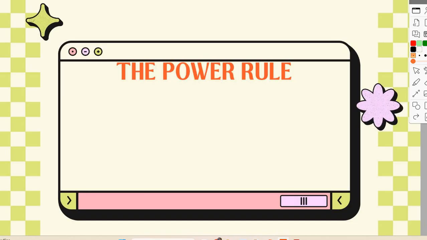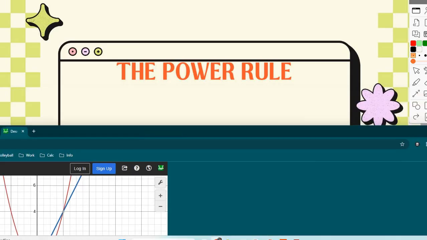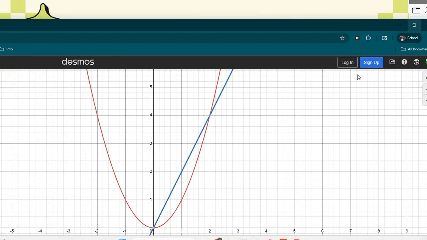So can anyone tell me the relationship that we've noticed between our functions and their derivatives? Or has anyone noticed a relationship? No? Okay, that's okay. Let's pull up and see if we can see a relationship.